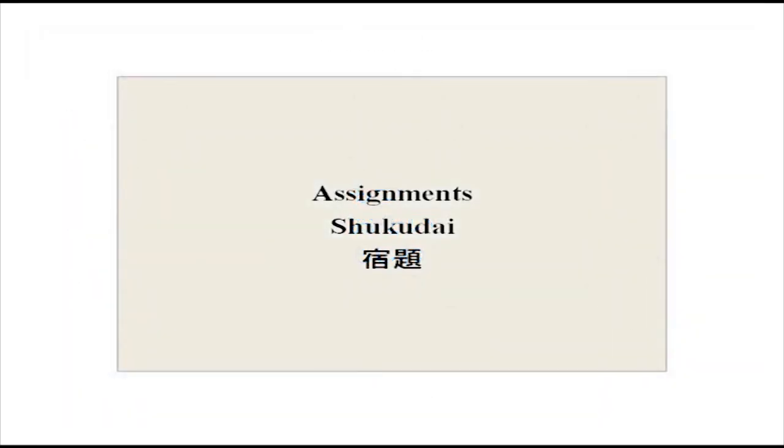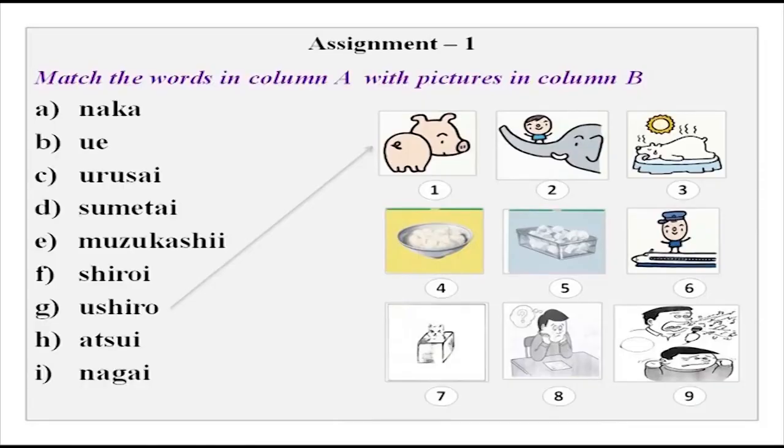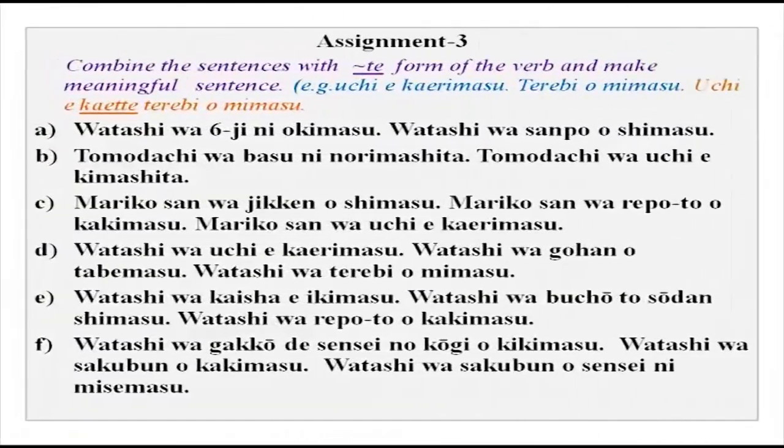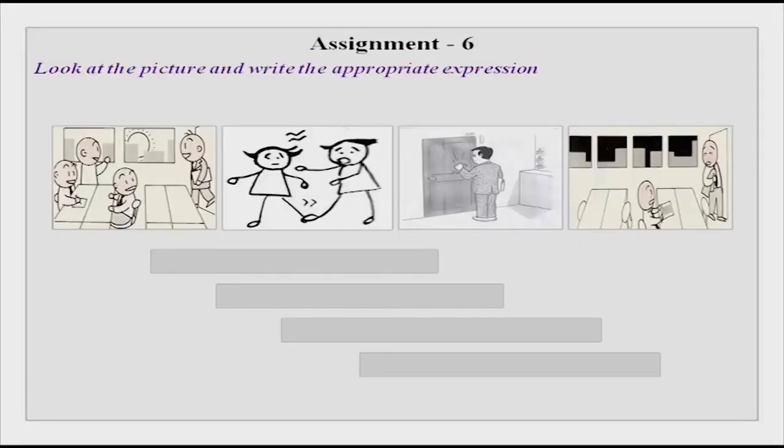And now, my work ends over here. You have done a lot of new things. You have done new forms today, new vocabulary, learned something about Japan as well. So, your assignments are right here for you. Match all of these. The words are given here. You can match them with the pictures. Look at the pictures here and tell what they are doing. Then combine the sentences with te form. Then write proper expressions. And there is a lot of work for you now.